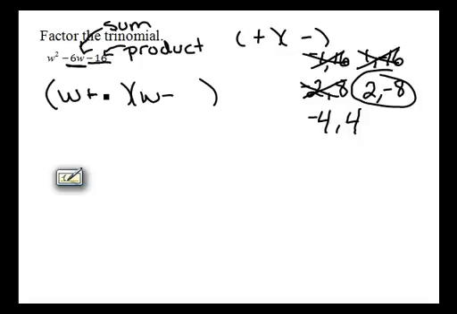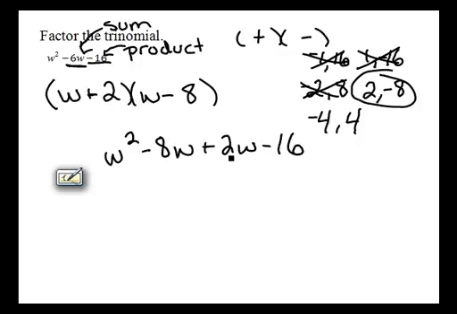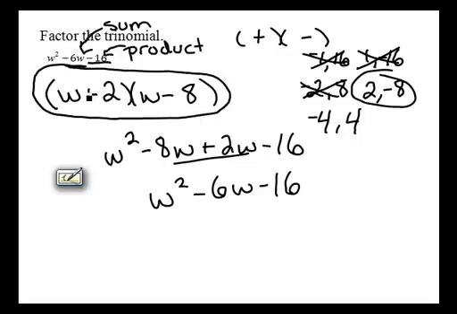So my correct factorization would be w plus 2, multiply that quantity by the quantity w minus 8. And if I go back through and check by using FOIL to multiply these out, I can see I would get w squared minus 8w plus 2w minus 16, and combining my two middle terms gives me w squared minus 6w minus 16, which was in fact what I had for an original trinomial. So the correct factorization is the quantity w plus 2 times the quantity w minus 8.